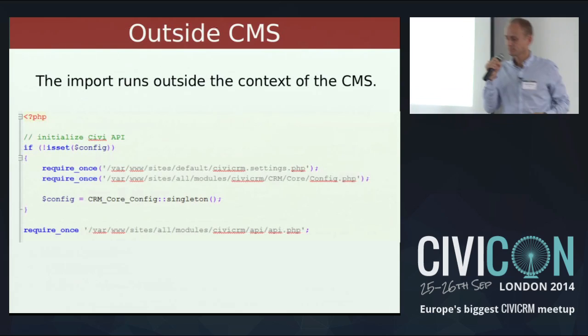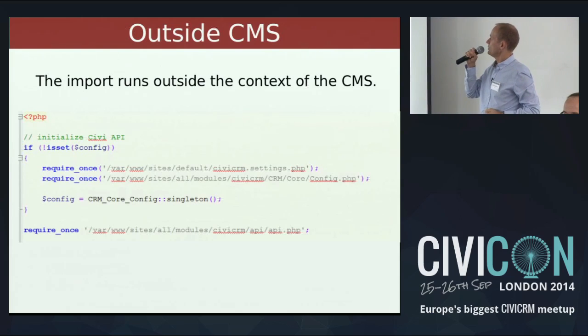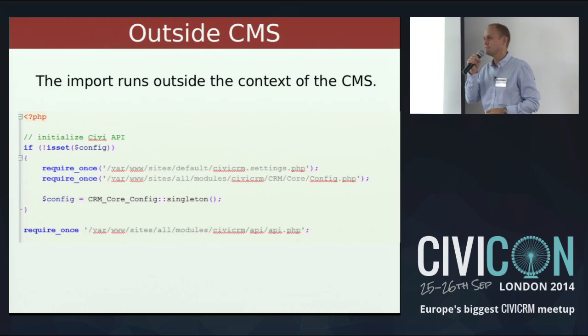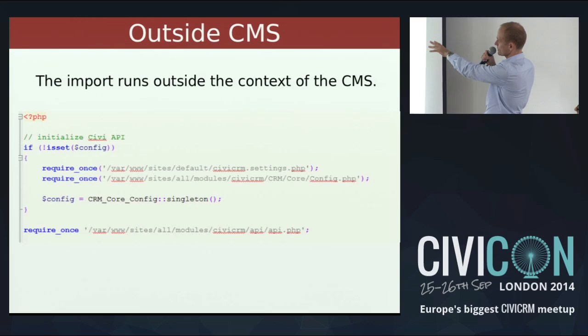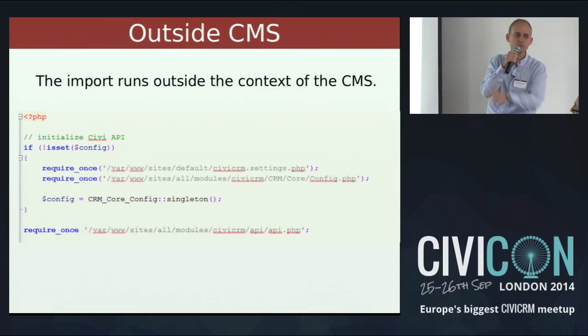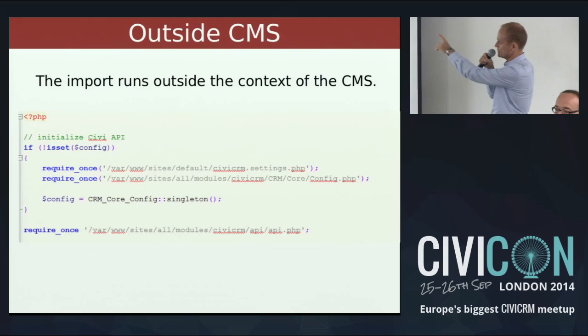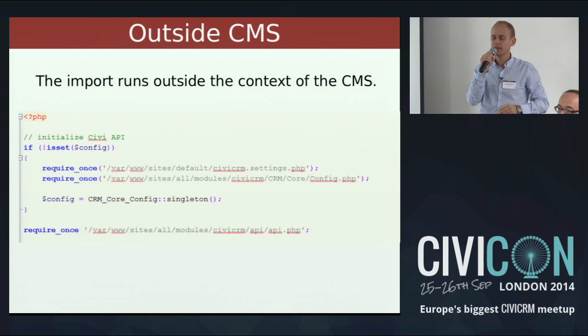And luckily, there is a way to use the CiviCRM API outside Drupal hooks or CiviCRM hooks. And I hope it will still be possible in the future because it's very handy. I just have the code in my presentation. I will not read it. If you're interested, you can get the presentation and see how it's done. It's just a few lines of PHP code that you can include in your file, and then you can run the imports.